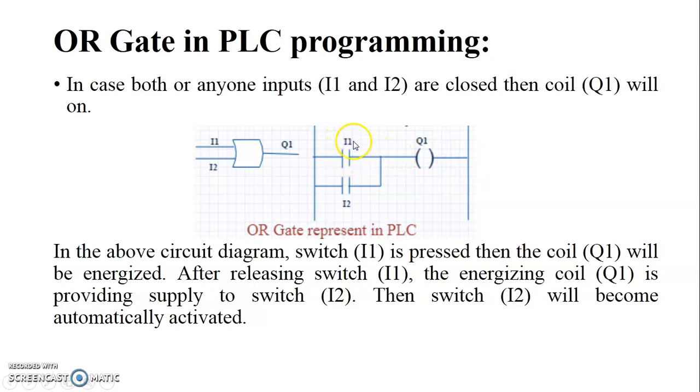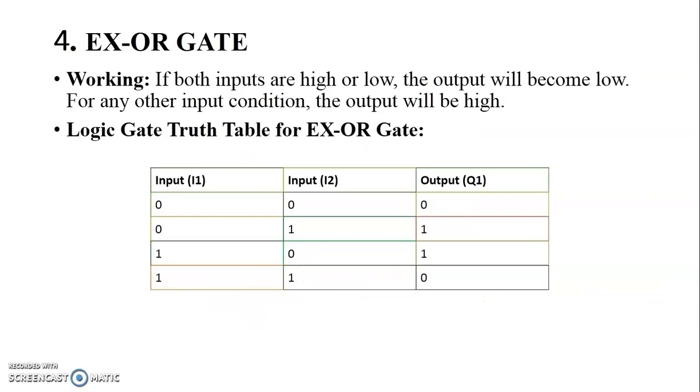Suppose you apply 0 to I1 and 1 to I2. 0 means this is open and 1 means this is closed, so current will flow through this path. That means the coil is energized, so the output is equal to 1. Similarly, you can verify the operation for the remaining combinations. That's about the OR gate. Now come to the XOR gate.